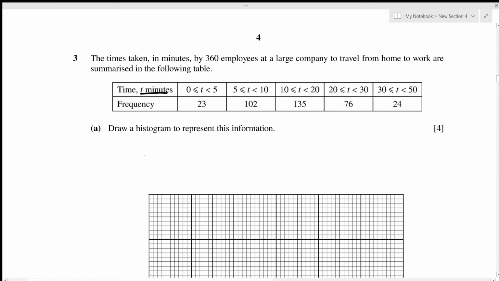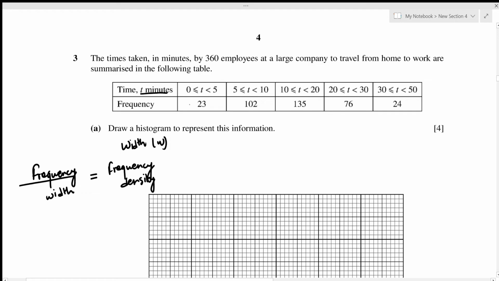Now in order to figure out the frequency density, we first need to figure out the class width, and then the frequency density. Okay, I'm just going to write it here. So this is going to be the width, and this is going to be frequency density. And the formula for frequency density is just going to be frequency divided by the width.